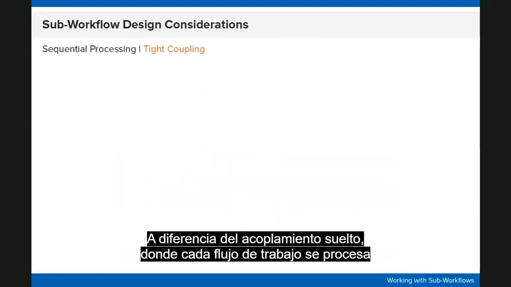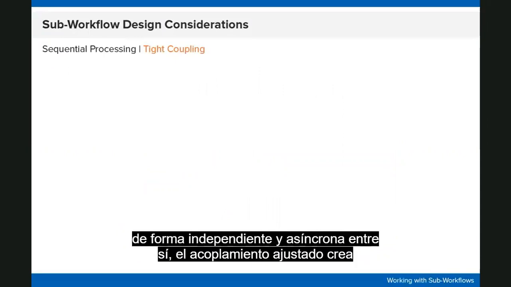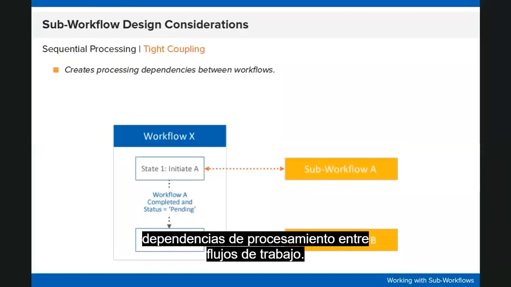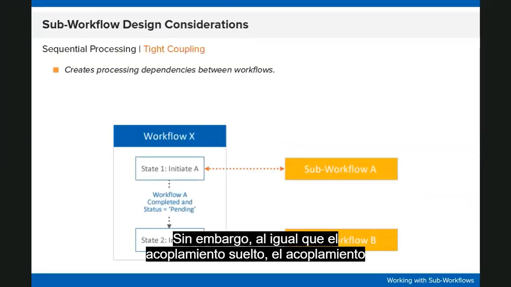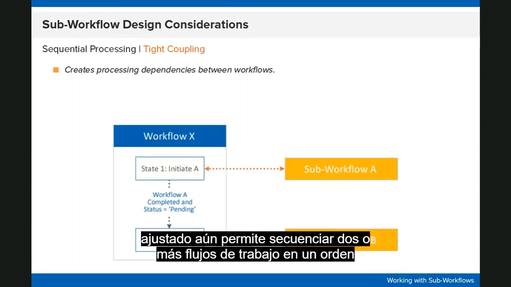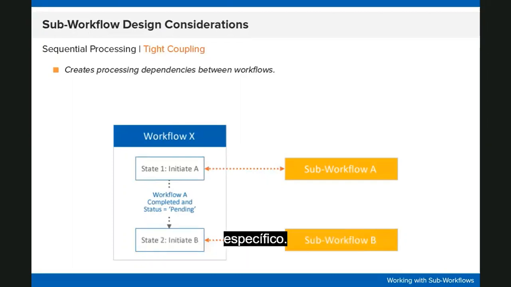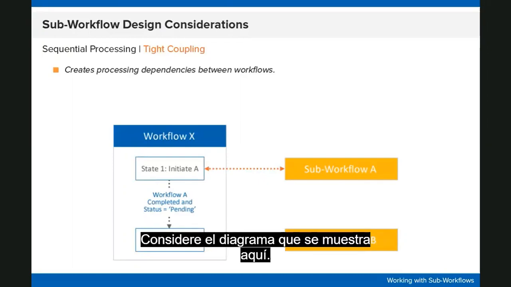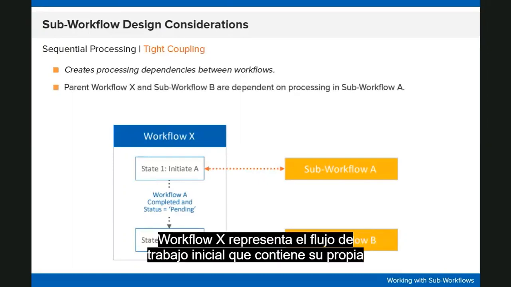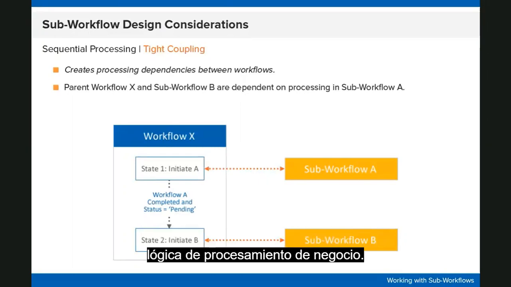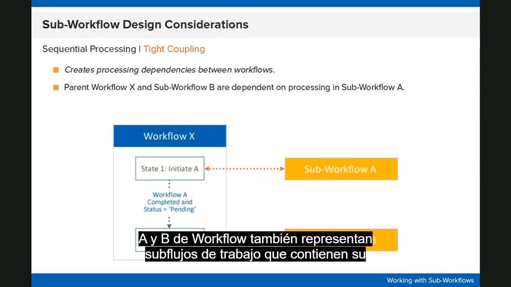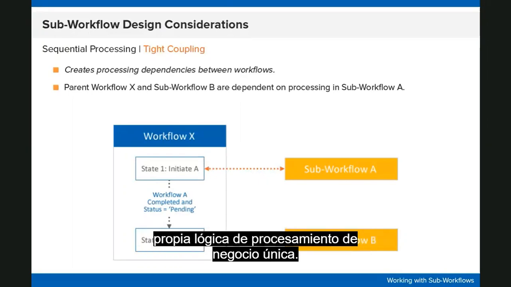Unlike loose coupling, where each workflow is processed independently and asynchronously from one another, tight coupling creates processing dependencies between workflows. Like loose coupling, however, tight coupling still allows you to sequence two or more sub-workflows in a specific order. Consider the diagram shown here. Workflow X represents the initiating workflow containing its own business processing logic. Workflows A and B represent sub-workflows, also containing their own unique business processing logic.